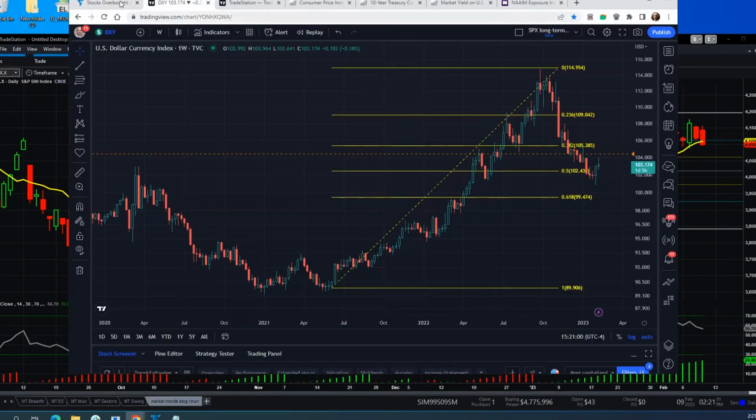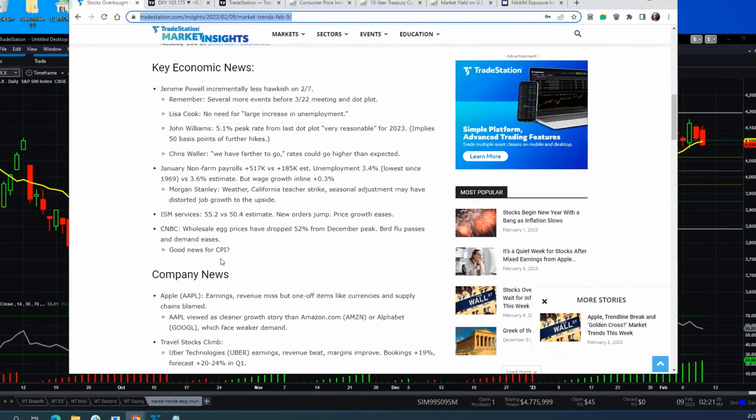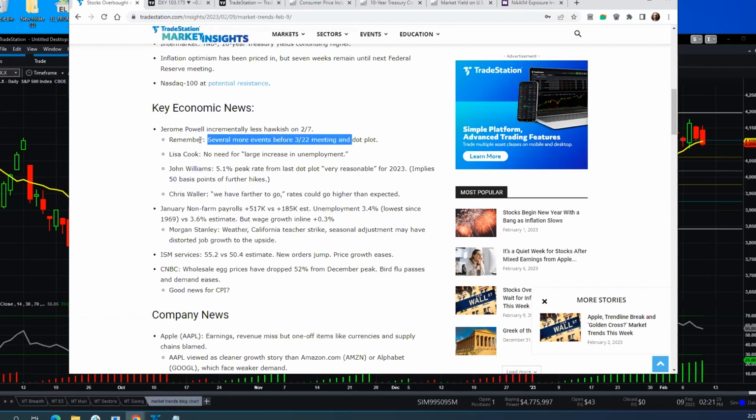So I showed you the dollar. Let's go back to this. It's interesting to me that this last week, Jerome Powell, with his talk at the Economic Club, has been incrementally less hawkish, and I think that's important. Fed policy is like a pendulum. And like I keep emphasizing, we have a lot of space on the calendar before March 22nd. That to me is an issue to think about.